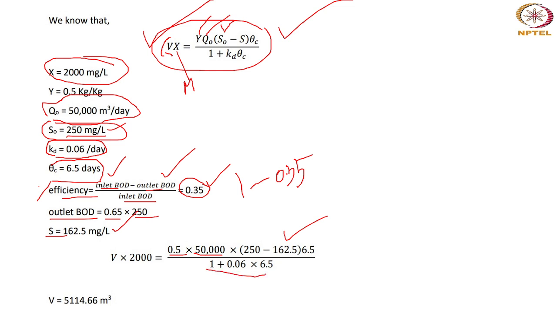Then this thing, if you calculate properly. Why am I saying properly? Because these things were in liter, right? Here it was in liter. Here the Q naught is meter cube per day. So you need to convert the units properly. You have to manage the units properly. If you do that, you will find 5114.66 meter cube is the volume.